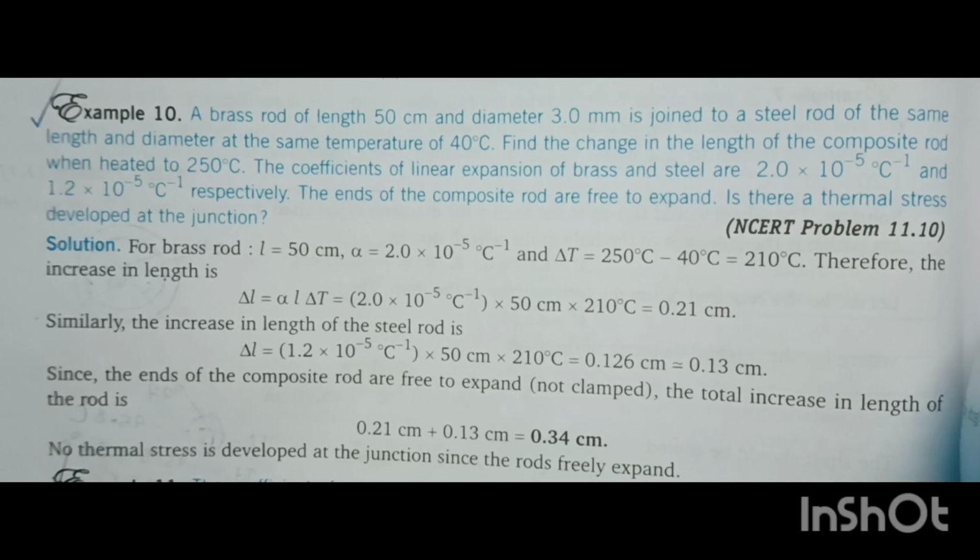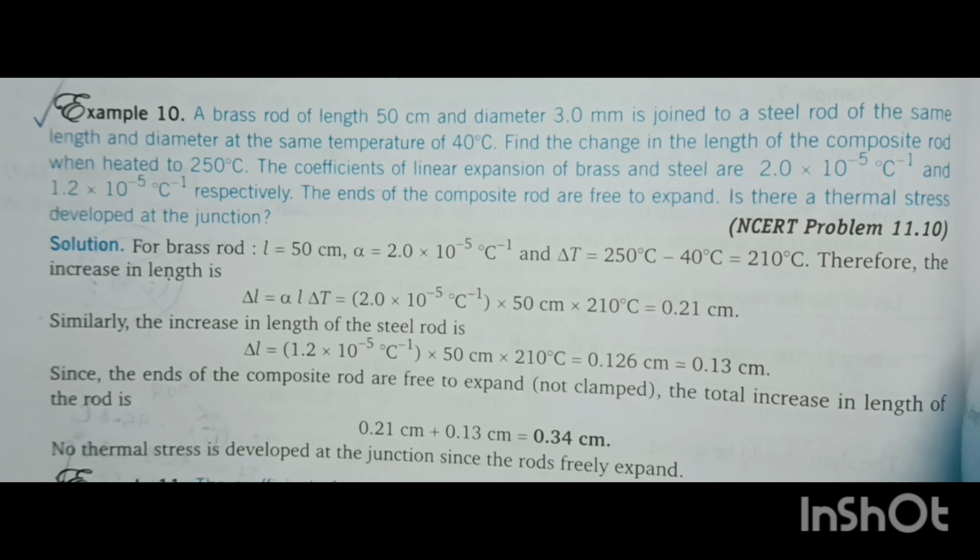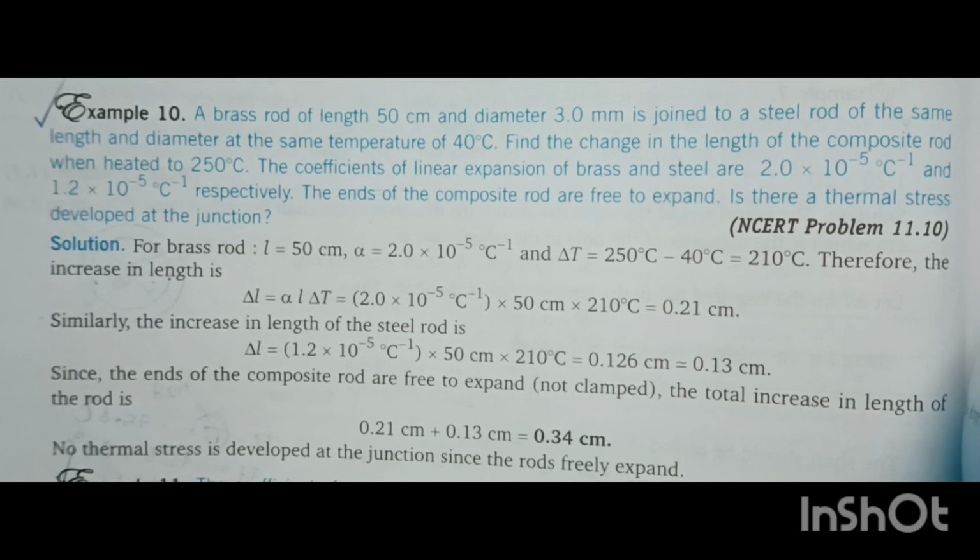A brass rod of length 50 cm and diameter 3 mm is joined to a steel rod of the same length and diameter at the same temperature, 40 degrees Celsius. Find the change in length of the composite rod when heated to 250 degrees Celsius.